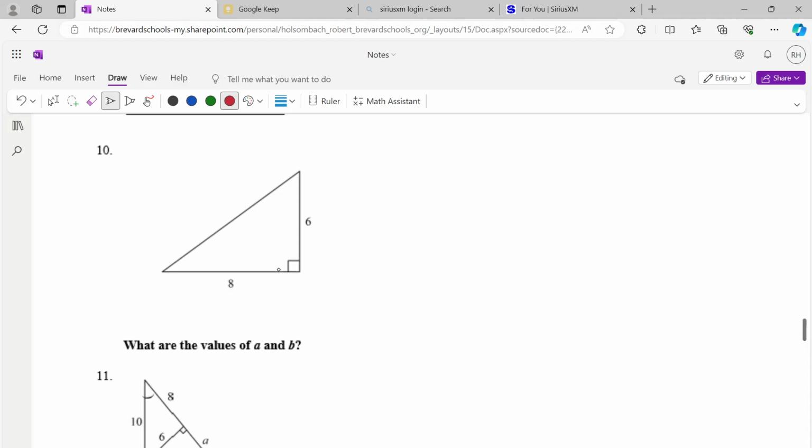And problem number 10 is another Pythagorean theorem problem. Let's label the legs that form the 90 A and B. The side opposite the 90 is side C. So 8 squared plus 6 squared equals C squared. 8 squared plus 6 squared in the calculator is 100, so 100 equals C squared.